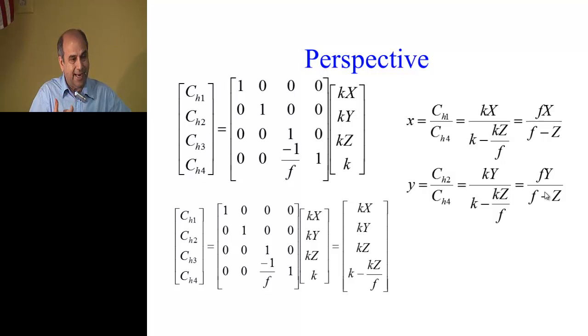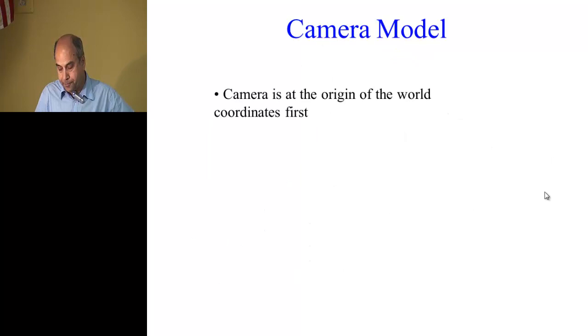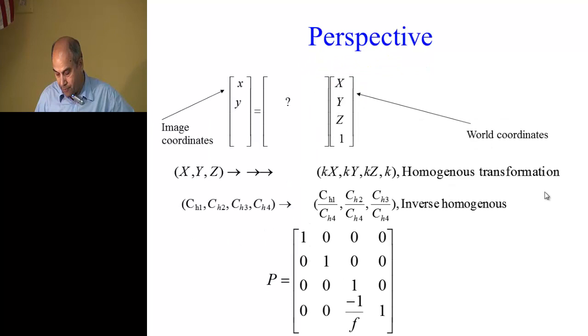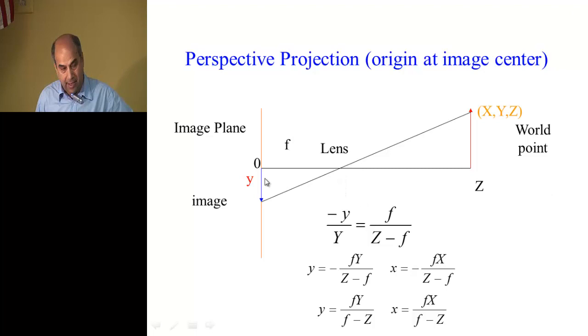Okay, so now, yes. What is F? F is the focal length. I showed you here, the focal length of the camera is the distance from the lens to the image location. When you take a picture, you can change the focus. So that's what it is.